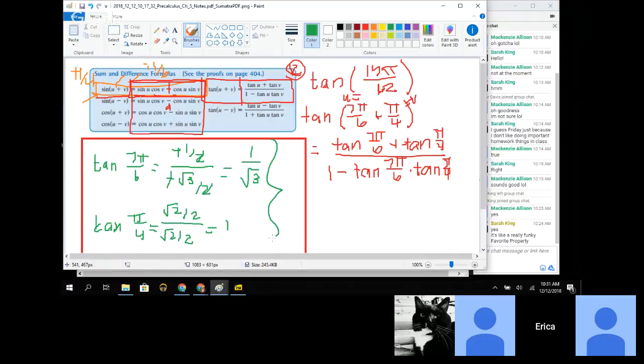So once you figure these out off to the side, then you plug them in, and then we'll do some simplifying. Don't worry, we won't leave that square root in the bottom. So we have 1 over the square root of 3 plus 1, over 1 minus 1 over the square root of 3 times 1. Now, this looks like fun, right?